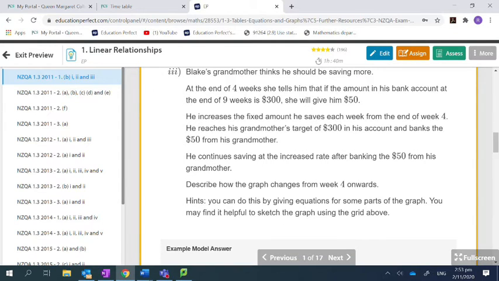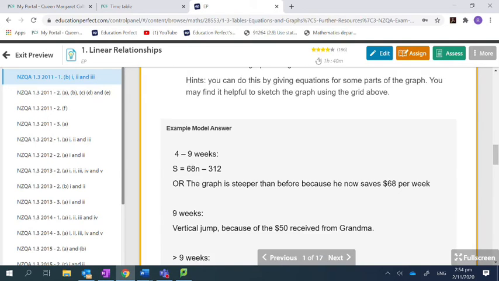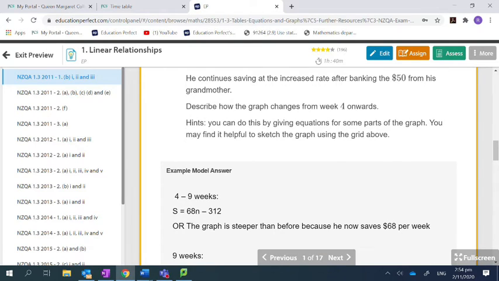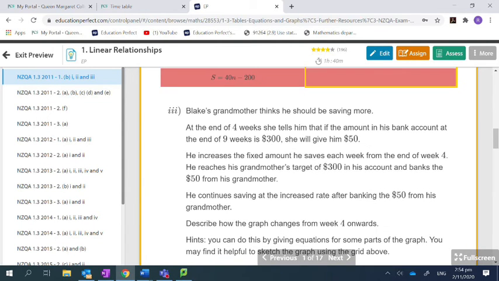Okay? Now, and again, they give you hints. You can do this by giving equations for some parts of the graph, and you may find it helpful to sketch the graph using the grid above. Okay? Now, from weeks 4 to 9, all right, so we need to find an equation for that.